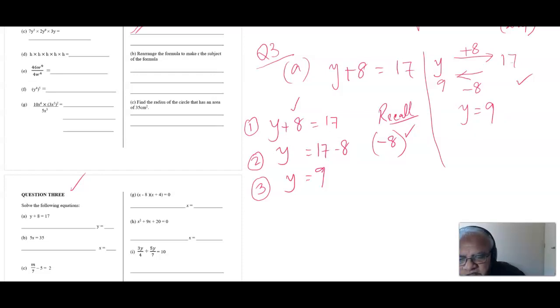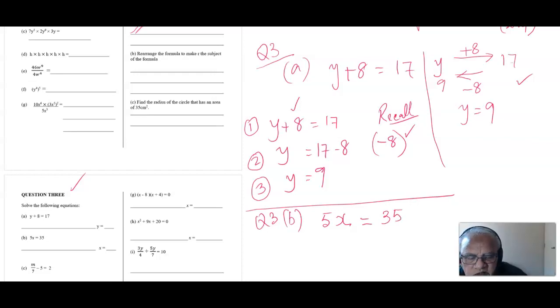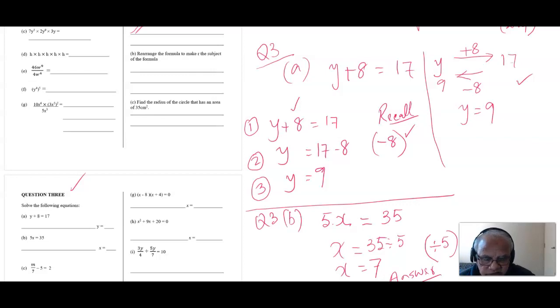And now let me quickly show you question 3, second part, and then I'll stop. It's pretty straightforward, linear. 5 lots of x equals 35. So what do I need to do to undo 5 times x? We have to divide by 5 to get the answer. So x equals 35 divided by 5. So x will be 7, and that's the answer. I'll show my working during the test like this.